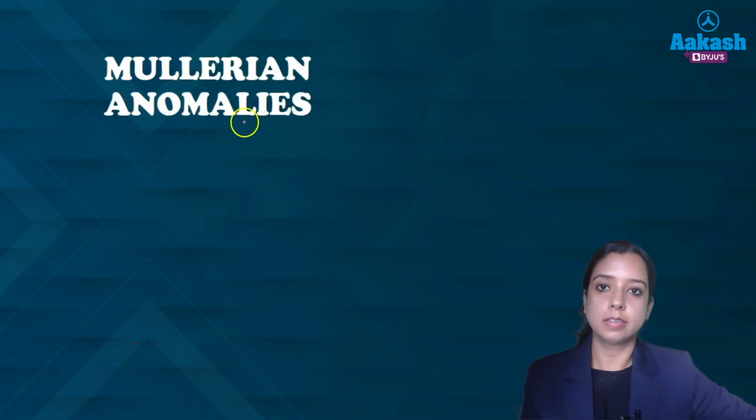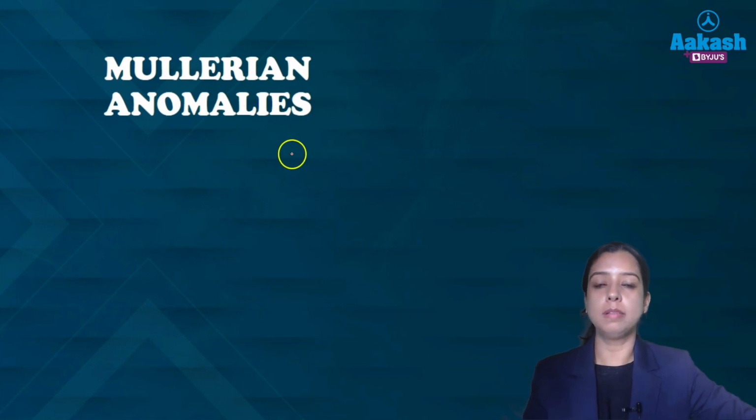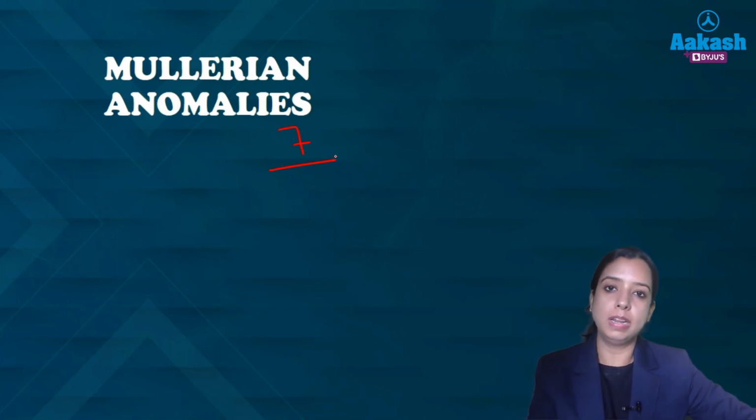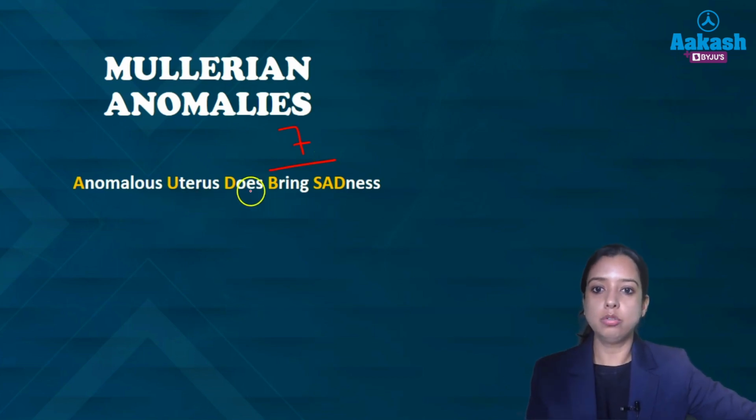Next, now we'll discuss the Mullerian anomalies. Mullerian anomalies by ACOG have been comfortably divided into 4 classes, and we'll go one by one. But ESHRE has divided Mullerian anomalies into 7 classes. I have never seen a question asked based on the class of anomaly, but still if you think you should know about it, there is a mnemonic. Anomalous uterus does bring sadness. So, Mullerian anomalies, remember anomalous uterus, obviously it brings sadness.